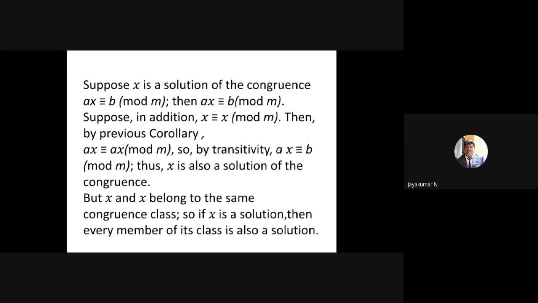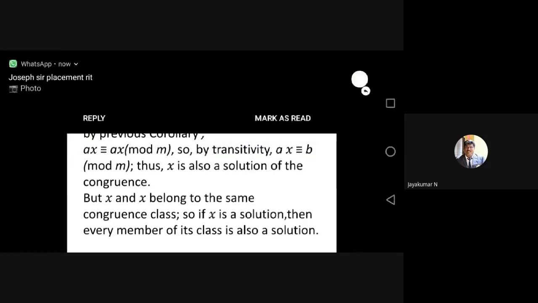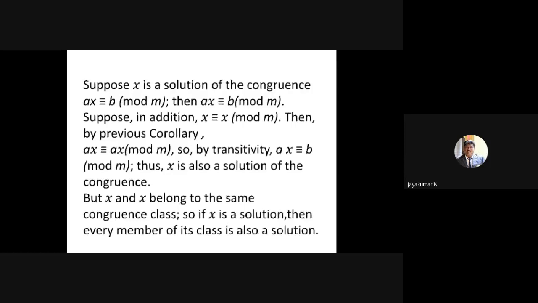So x1 is also the solution of the linear congruence ax congruent to b. But x1 and x0 belong to the same congruence class. So if x0 is the solution, then every member of its class is also a solution. If x0 is a solution, then x1, x2, which are the members of the class of x0, are also solutions.